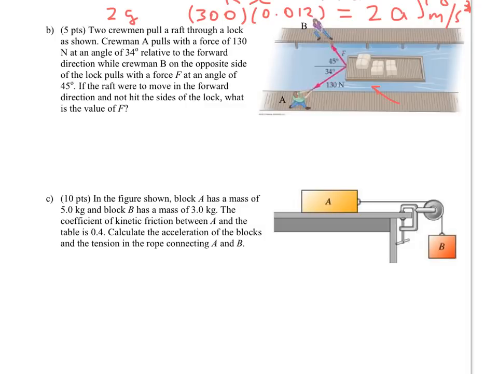That's essentially the free body diagram. If you abstract it and draw this as a point to represent the raft there. So if the raft were to move in the forward direction, that is, if it were to move in this direction and not hit the sides of the lock, what is the value of F?